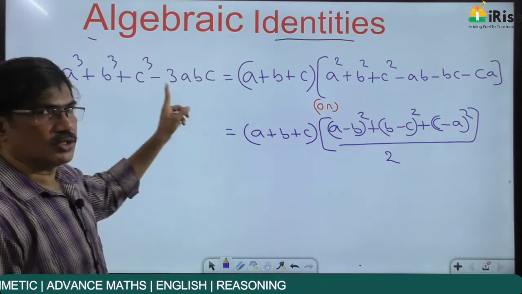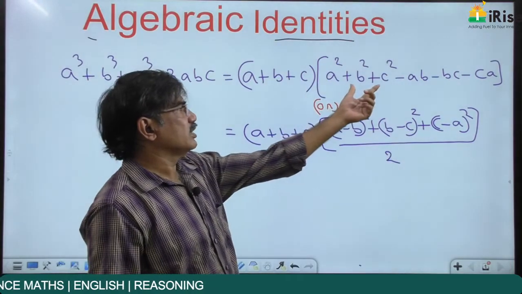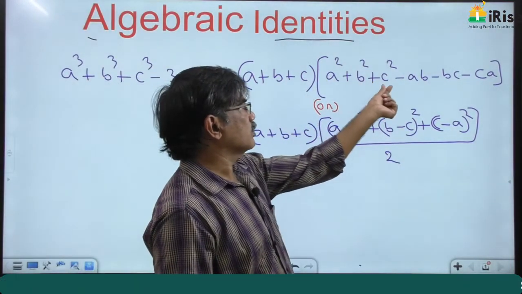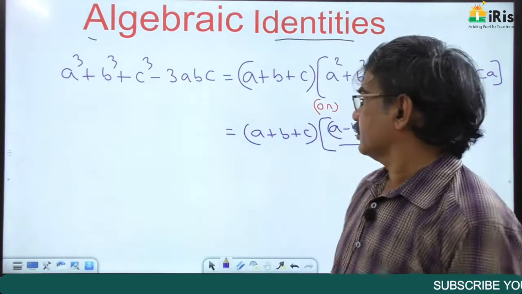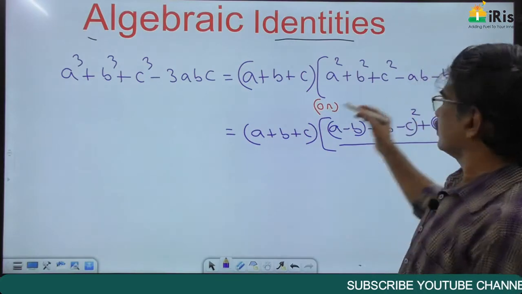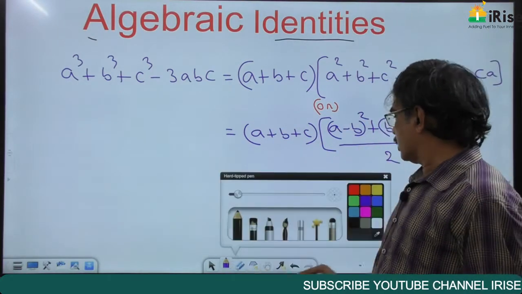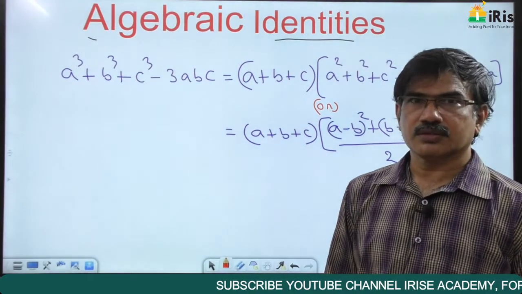A cube plus B cube plus C cube minus 3ABC is equal to A plus B plus C into A square plus B square plus C square minus AB minus BC minus CA. And this can also be written like this. Some questions will be given based on this.